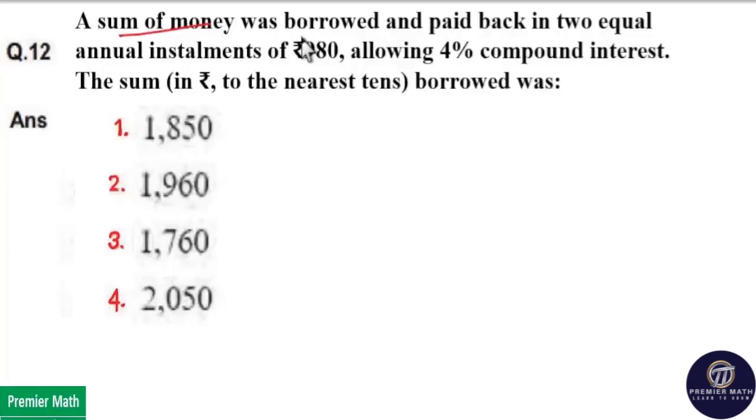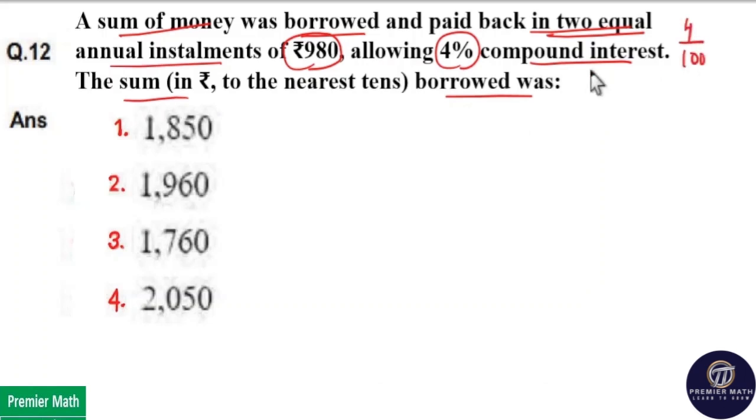A sum of money was borrowed and paid back in 2 equal annual installments of rupees 980, allowing 4% compound interest. The sum borrowed was? Here 4% is the compound interest. 4% means 1 by 25. 1 by 25 means 25 parts is the principal and 1 part is the interest generated from these 25 parts at the end of 1 year. Here take the principal and amount ratio. In the first year, principal is equal to 25 parts and amount is equal to 25 plus 1, 26 parts.